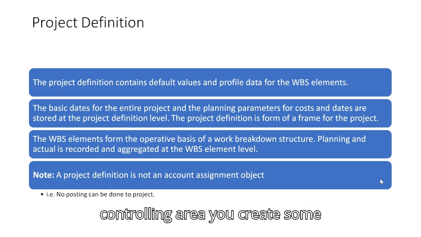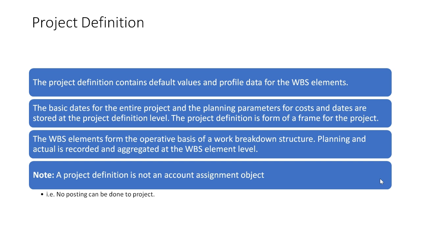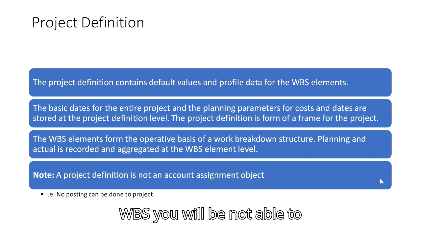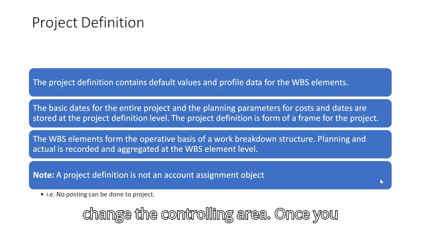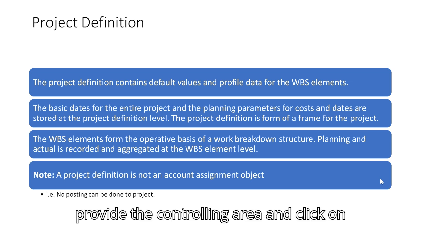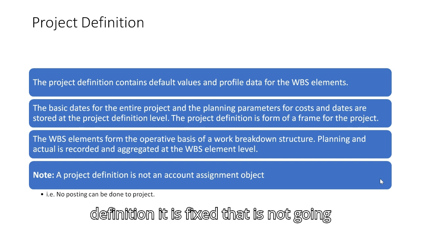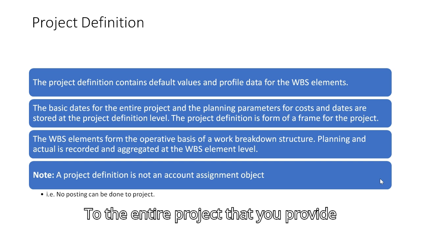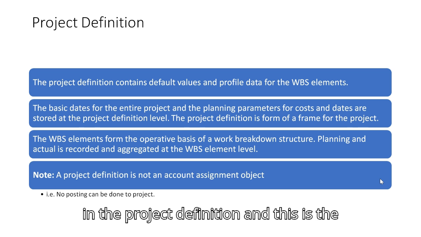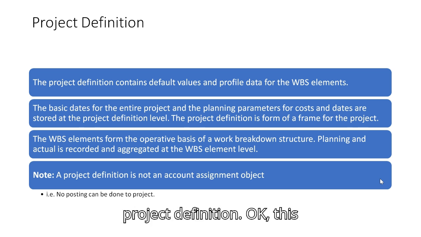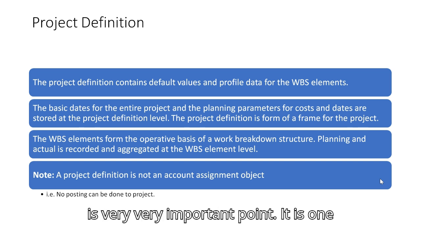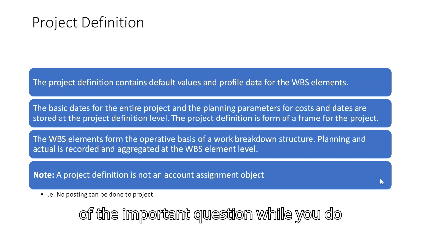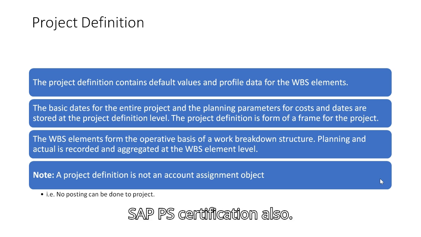Once you provide the controlling area and create some WBS, you will not be able to change the controlling area. Once you provide it and click on save while creating the project definition, it is fixed. That is not going to change further. This controlling area is unique to the entire project, and it is a mandatory field while you create a project definition. This is a very important point. It is one of the important questions in the SAP PS certification also.